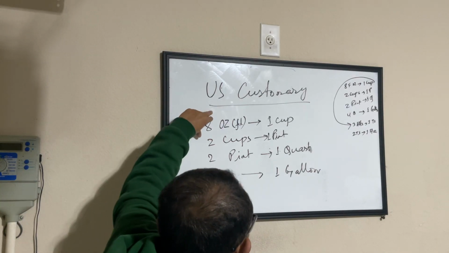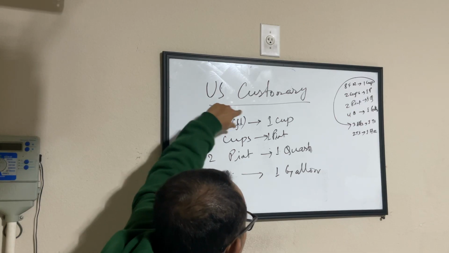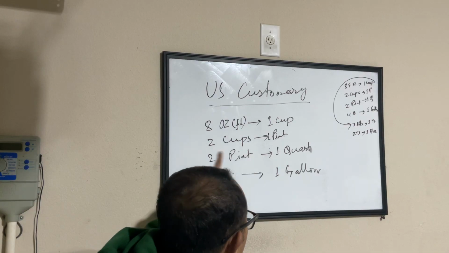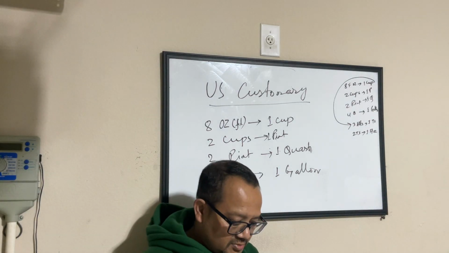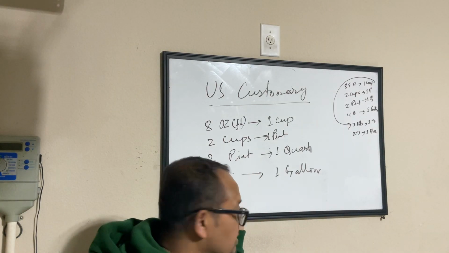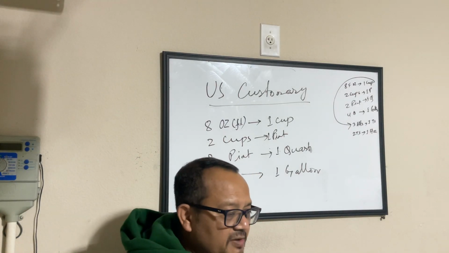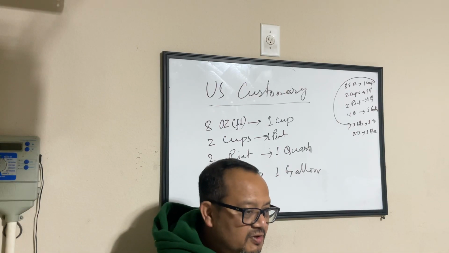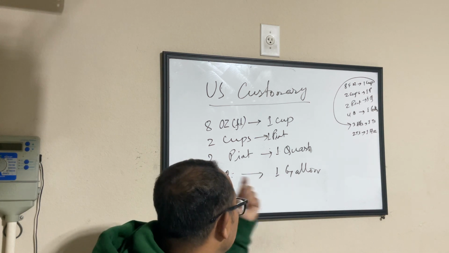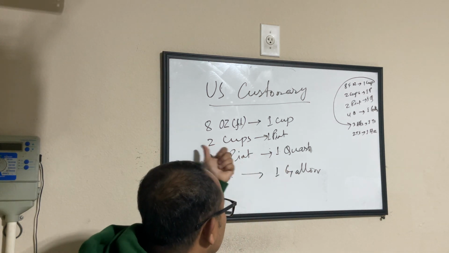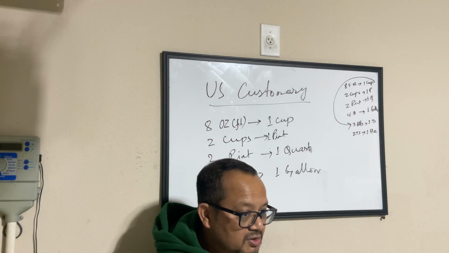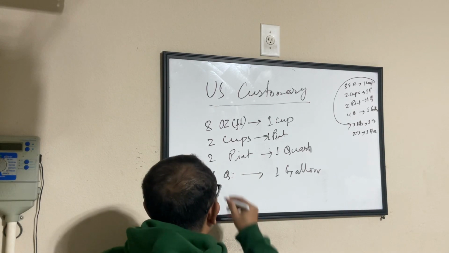It's a toned down version. So 8 fluid ounces make a cup, 2 cups make a pint, 2 pints make a quart, and 4 quarts make a gallon. The gas that we fill in the car, 1 gallon is actually 4 quarts. We all know a quarter is always 1/4 of something, so you can relate it with that. So 4 quarts make a gallon, 2 pints make a quart, 2 cups make a pint, and 8 fluid ounces make a cup.